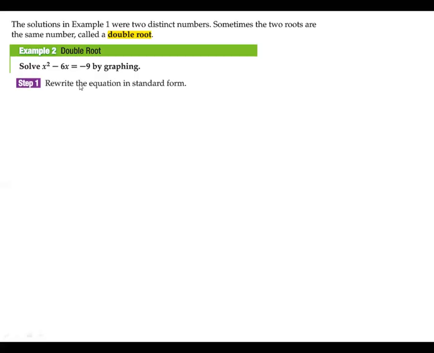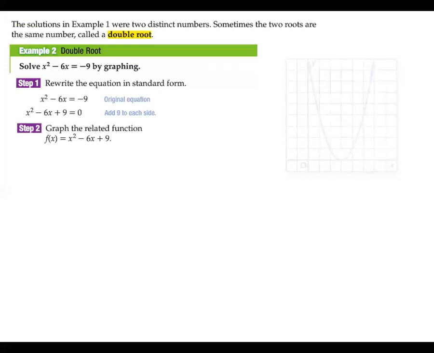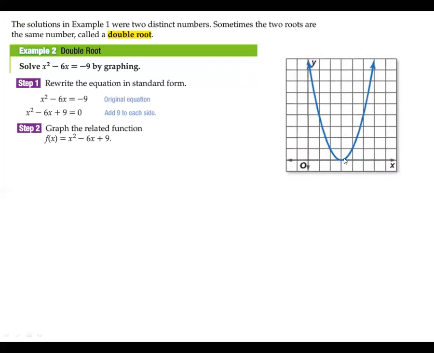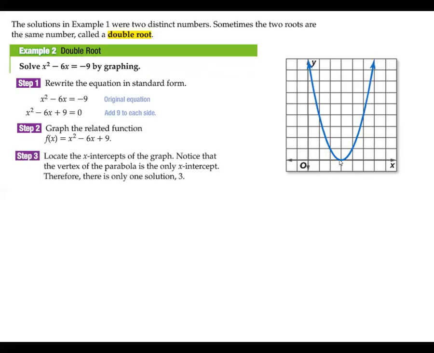So in other words, I got to set it equal to 0 by adding the 9 to the other side. And then graph the related function and set it equal to f of x. So f of x equals x squared minus 6x plus 9. There's the graph. And you could see that the vertex is right on the x-axis. So the x-intercept of the graph is where, remember, it doesn't have to go on the other side of the x-axis. It just has to touch it. And it touches the x-axis right there.